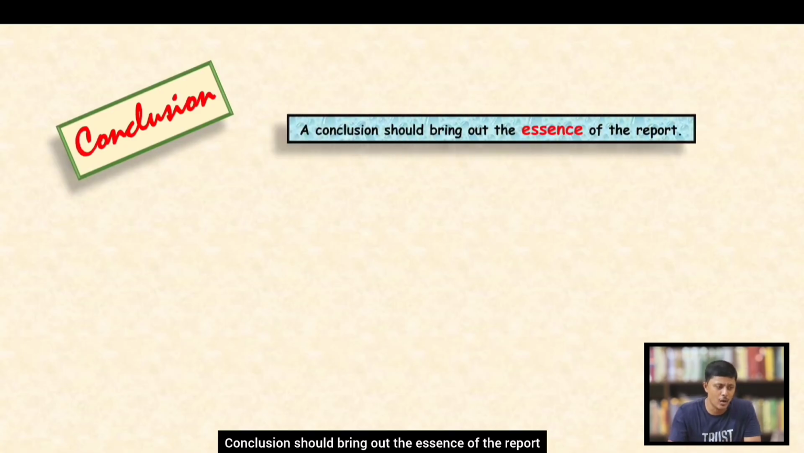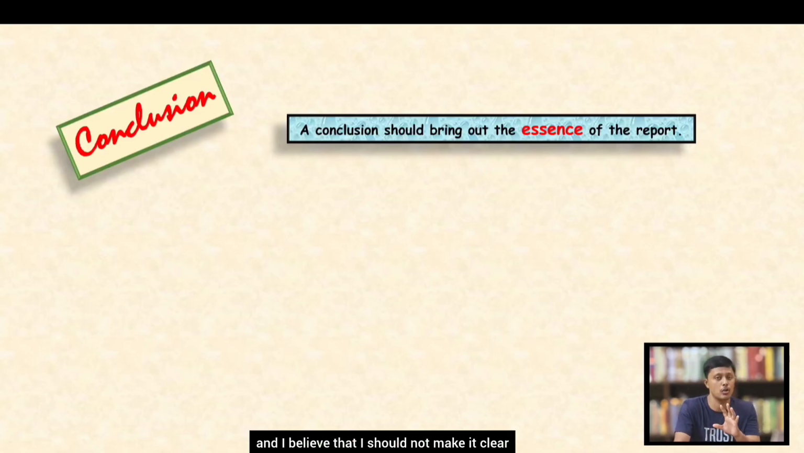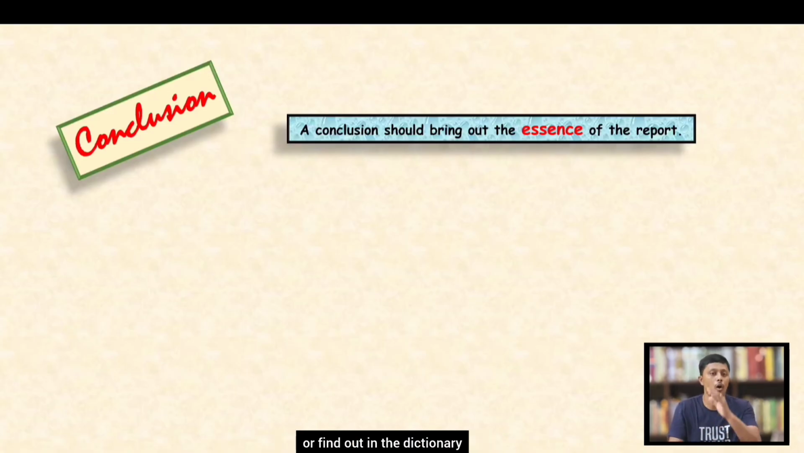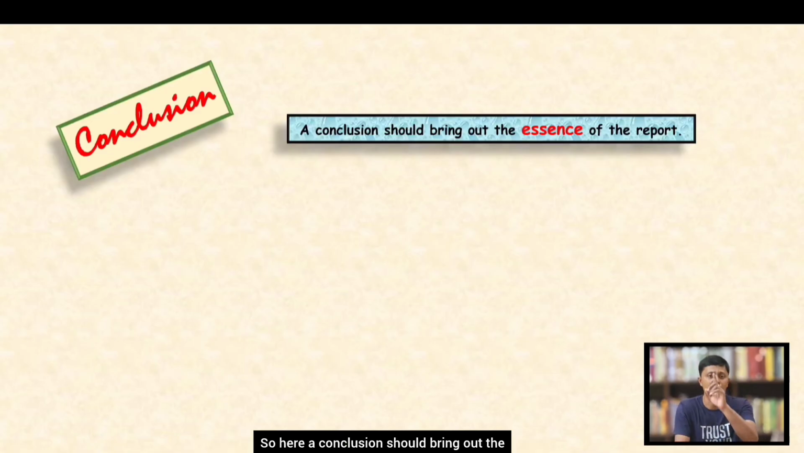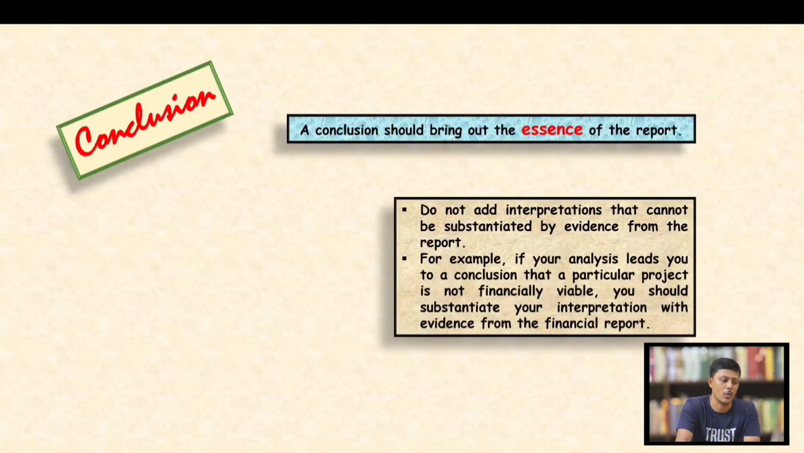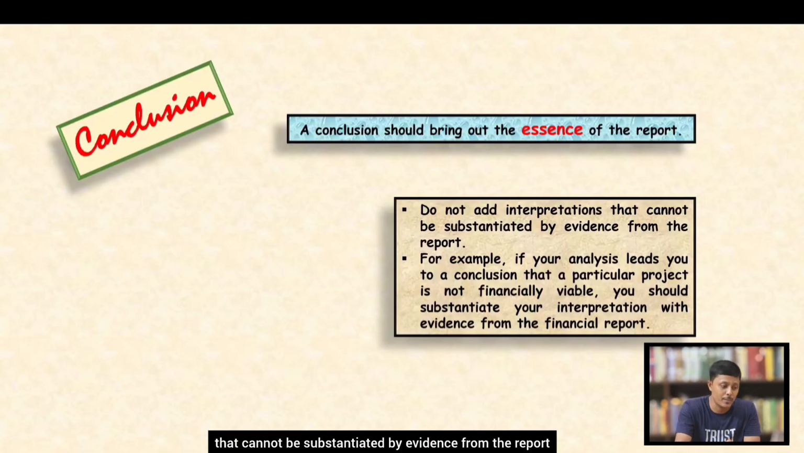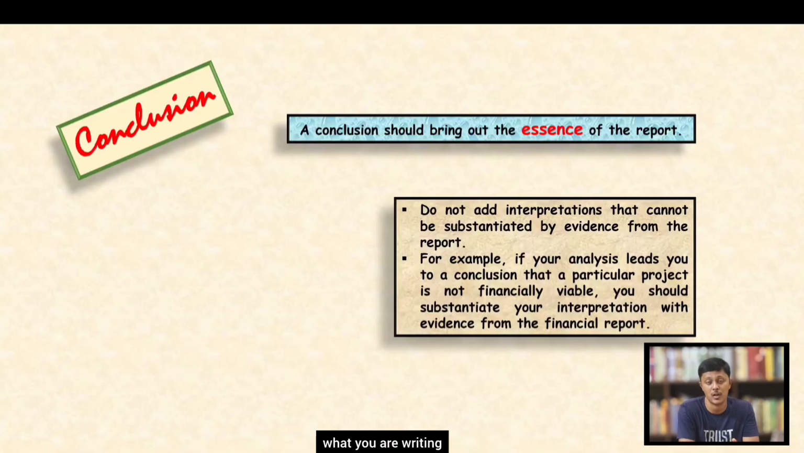A conclusion should bring out the essence of the report. I believe I should not have to make clear what the term essence means. If you have a problem, just go to Google or look in the dictionary for the meaning of essence. I have faith in you, and I know that you know the meaning. So, a conclusion should bring out the essence of the report. Do not add interpretations that cannot be substantiated by evidence from the report. You have to substantiate what you are writing from the report. Otherwise, do not attempt this.